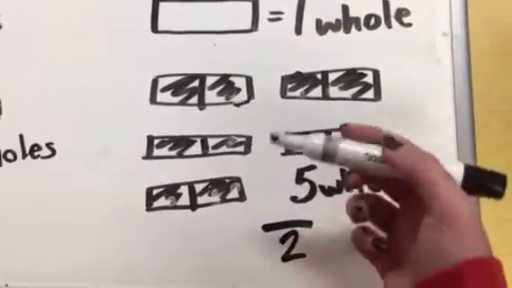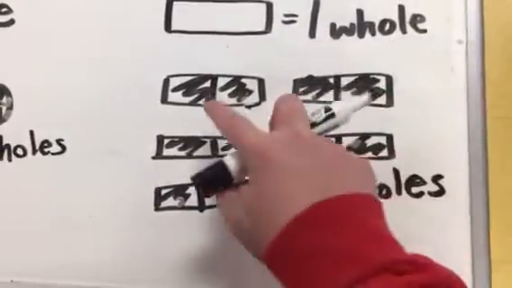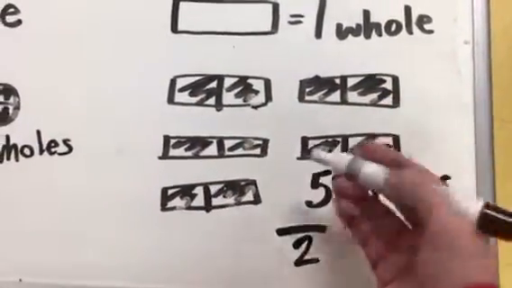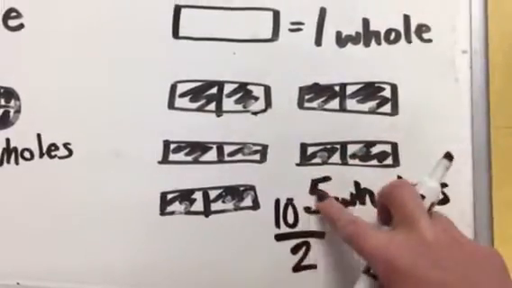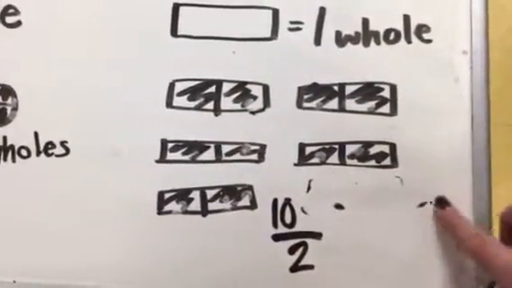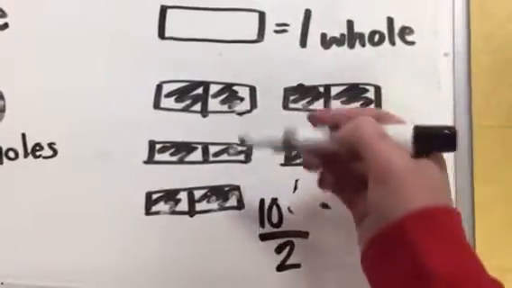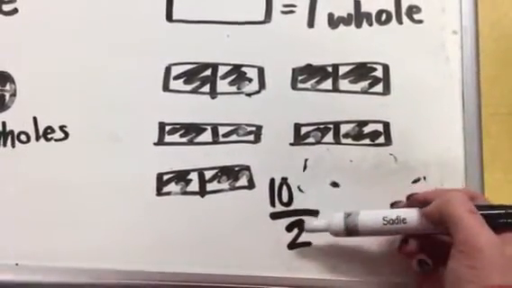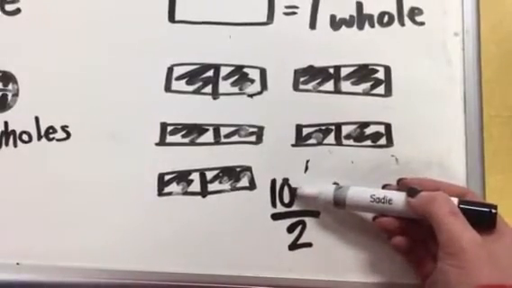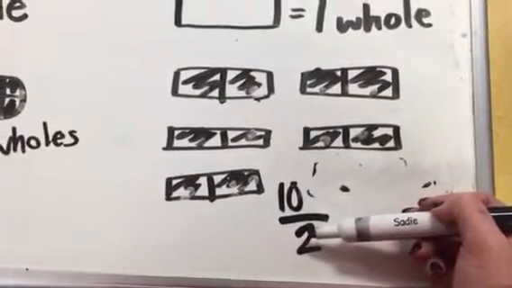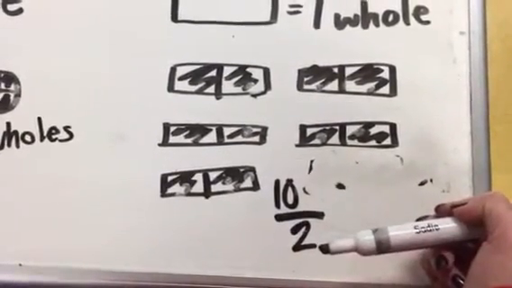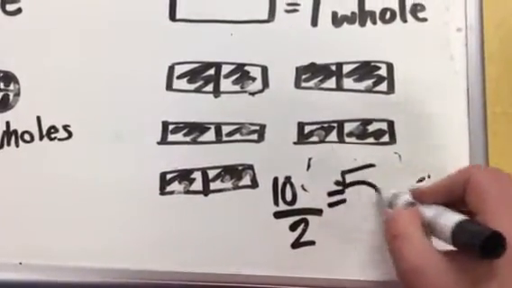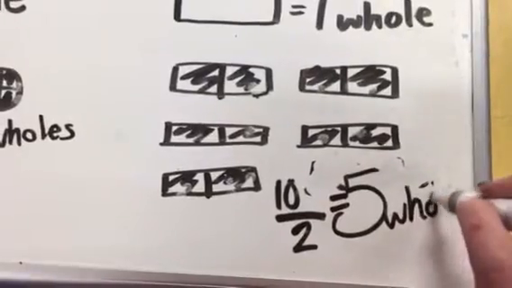Okay. My numerator is how many pieces I've shaded in. So I have 1, 2, 3, 4, 5, 6, 7, 8, 9, 10. So I have 10 pieces shaded in. So 10 halves is represented in this picture. It's an improper fraction because I've got more pieces. My number of pieces is larger than how many pieces are in my whole. Okay. So 10 over 2 is the same as 5 wholes.